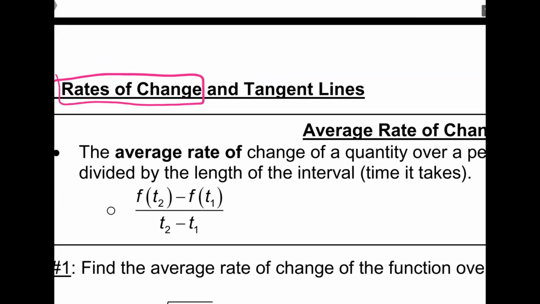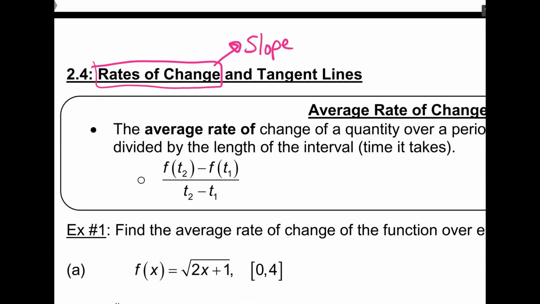So rate of change. When you see rate of change in the context of math, immediately you might think slope, and tangent lines. What does a tangent line mean? Like in geometry, when you learned about tangent lines, what did it mean? Gabe? It's a line that's touching a point on the circle. Yeah, it's a line that's only touching one point on a circle.